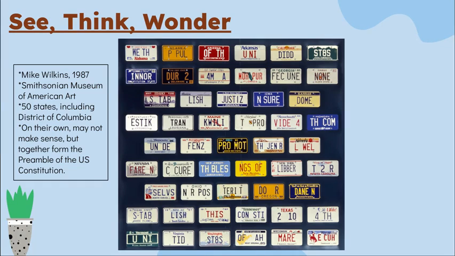After that, you'll go back in and then you will give them all the information about the picture. So for this specific picture, it is an art installation by an artist named Mike Wilkins in 1987. It is featured in the Smithsonian Museum of American Art. It is a collection of license plates from 50 states, including the District of Columbia. On their own, they do not make sense. They don't put anything together. But when you lay them out alphabetically, the different license plates create the preamble of the U.S. Constitution. And so that could be a hook and a jumping off point for your lesson.